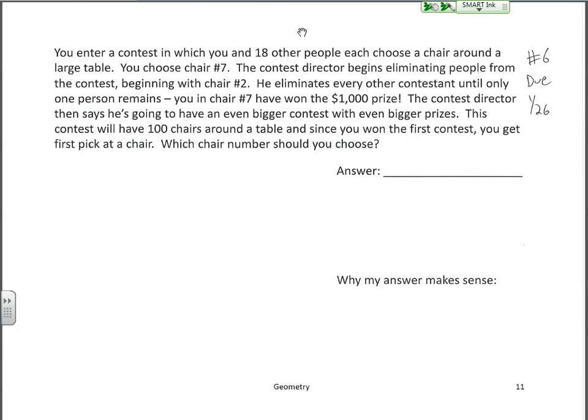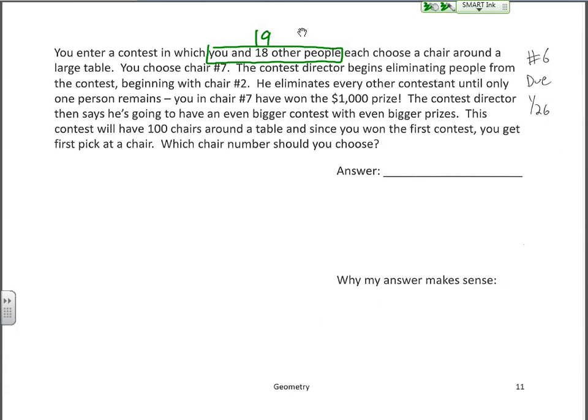So the first one here, kind of a longer one. You enter a contest in which you and 18 other people each choose a chair around a large table. The first thing I want to point out is that quick readers look at this and that 18 jumps out at them and they think there are 18 people sitting around this table. No, you and 18 other people. So total, there are 19 folks sitting around this table.